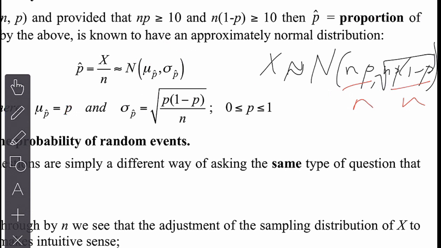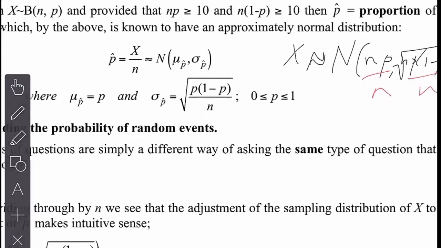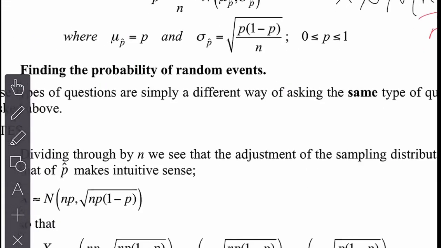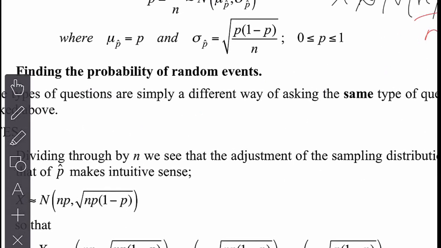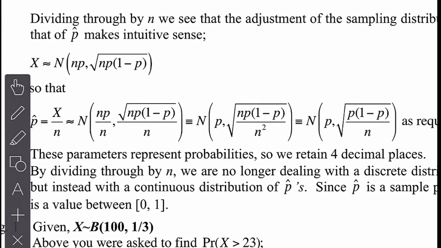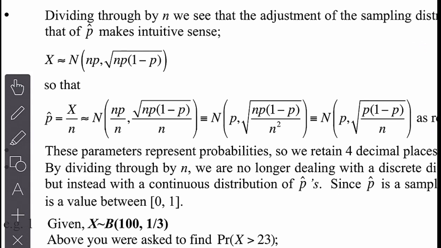Okay, so let's look at this. If you divide this by N, P divided by N is just P, and the square root of NP(1 minus P) over N, when you do the math, and I've done it down here. If I divide this by N, that's easy. Those cancel, leaving P. But what if I divide this by N? Well, you could leave it this way.